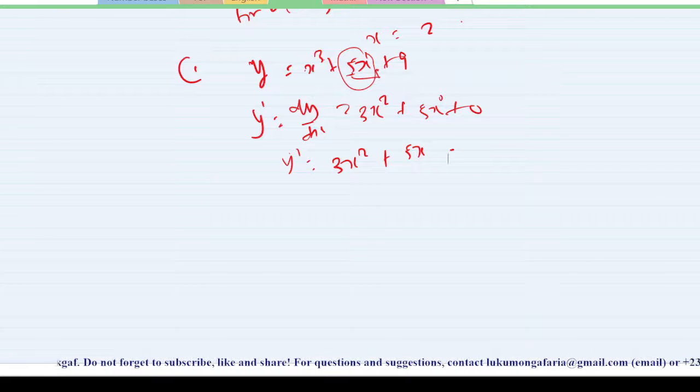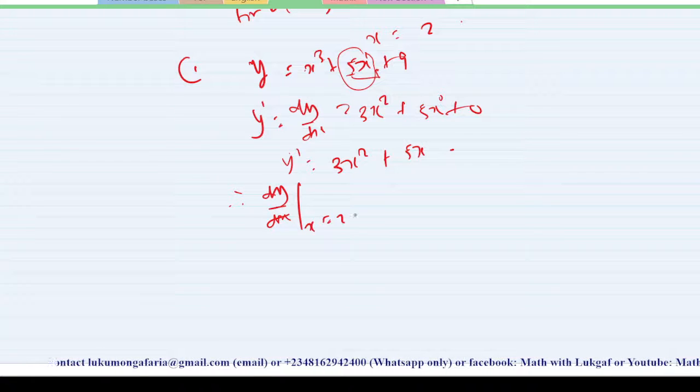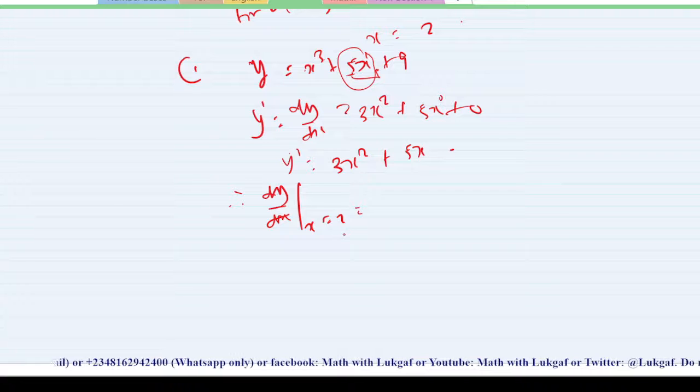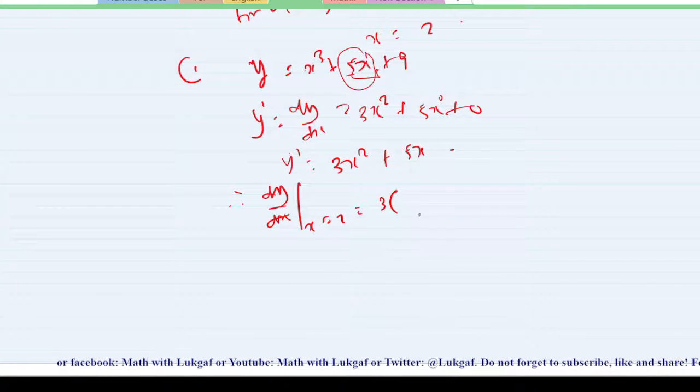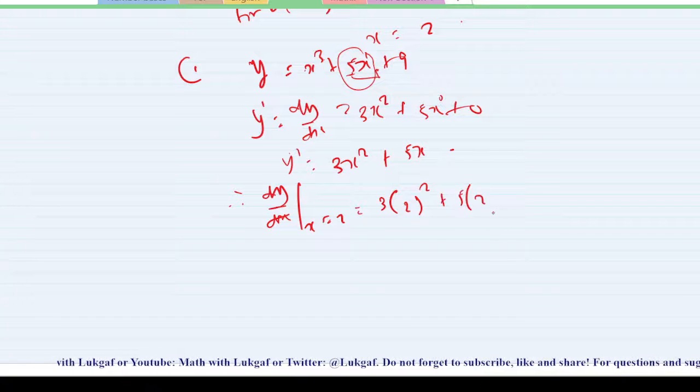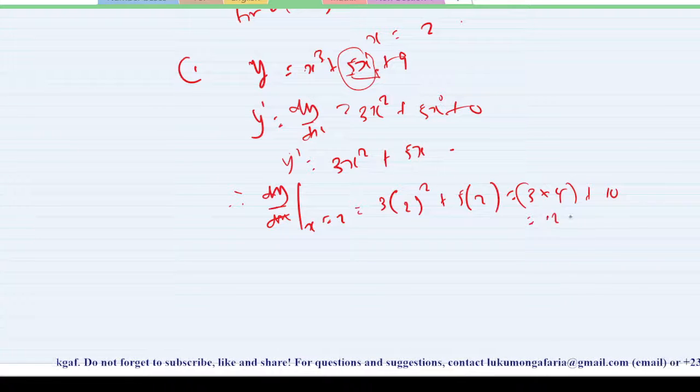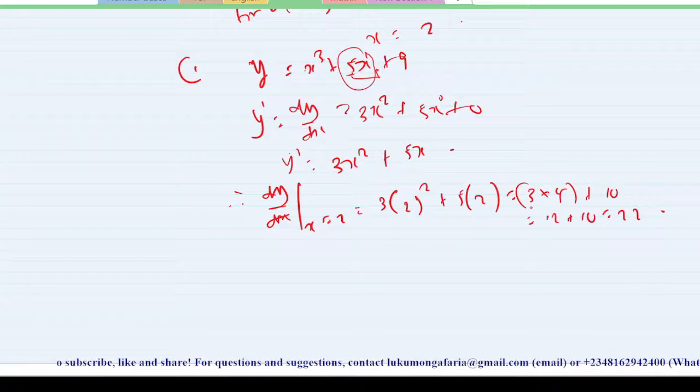But the question says we should find all these derivatives at point x equal to 2. That is, dy dx at x equal to 2, meaning where you see x, you now substitute the value of 2. That will give you 3 times 2 squared plus 5. That's 3 multiplied by 4 plus 5, so that's 12 plus 5, which is equal to 17.